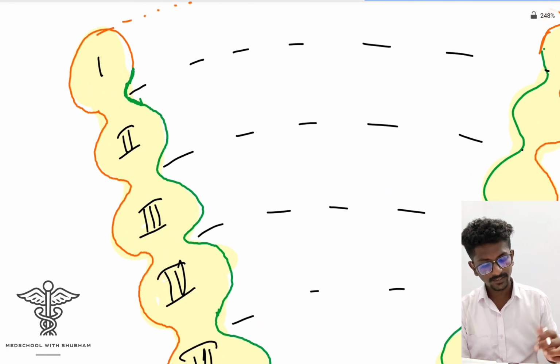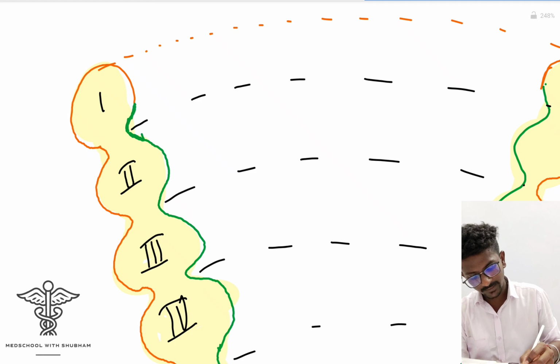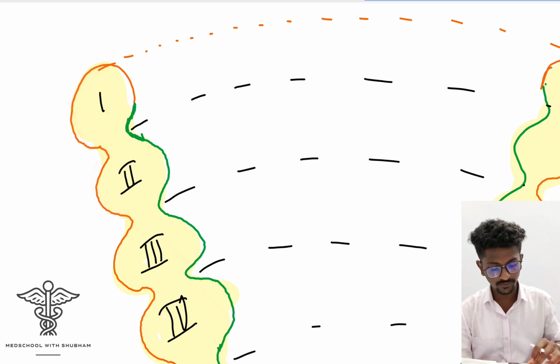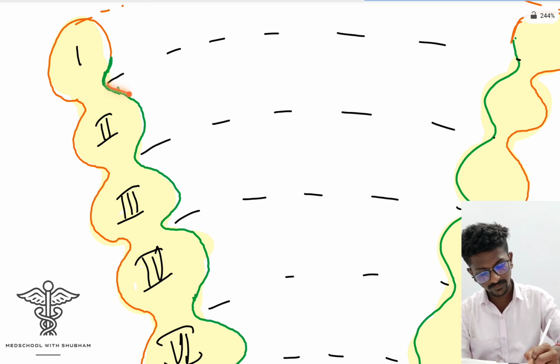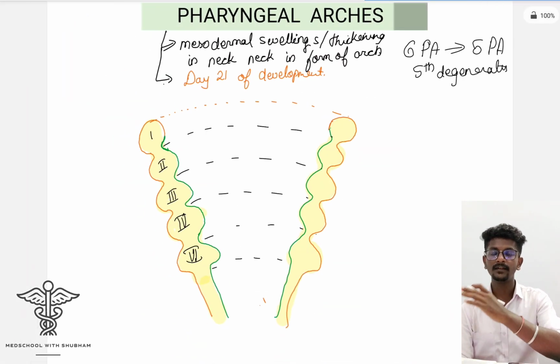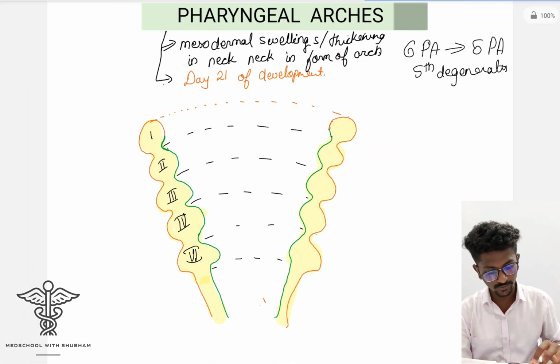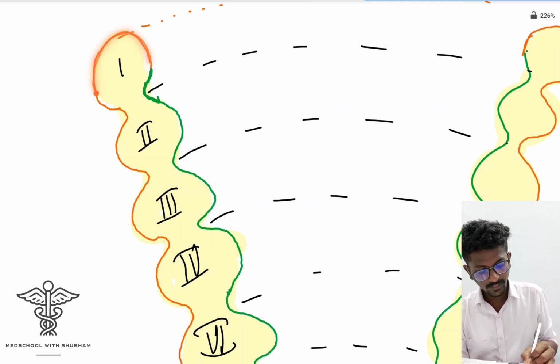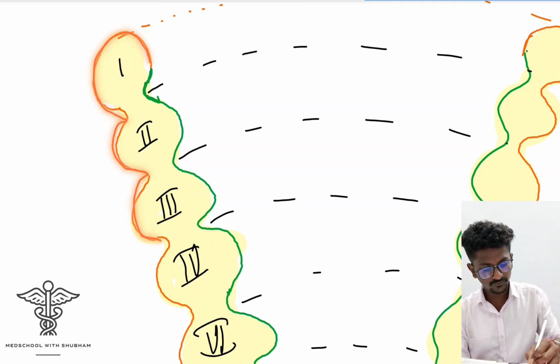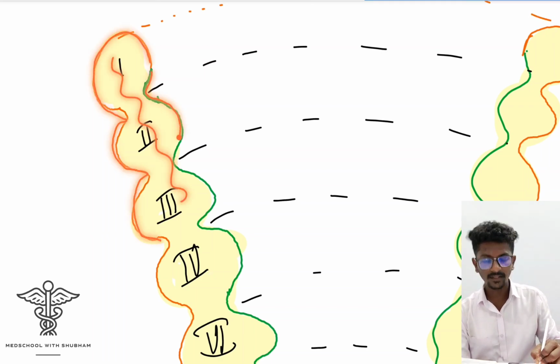Now this pharyngeal arch, externally it is covered by ectoderm. In the center you have the mesoderm, and on the internal side you have this endoderm. Externally you have the ectoderm, then you have the mesoderm, and then you have the endoderm.